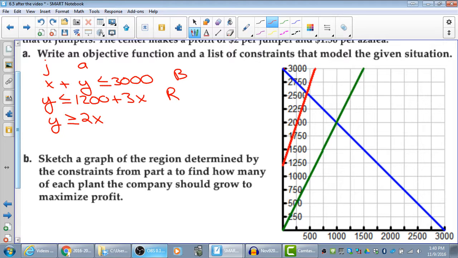And then we have an intercept of 0 and a slope of 2. So up 2 over 1, up 2 over 1. So this is the green.